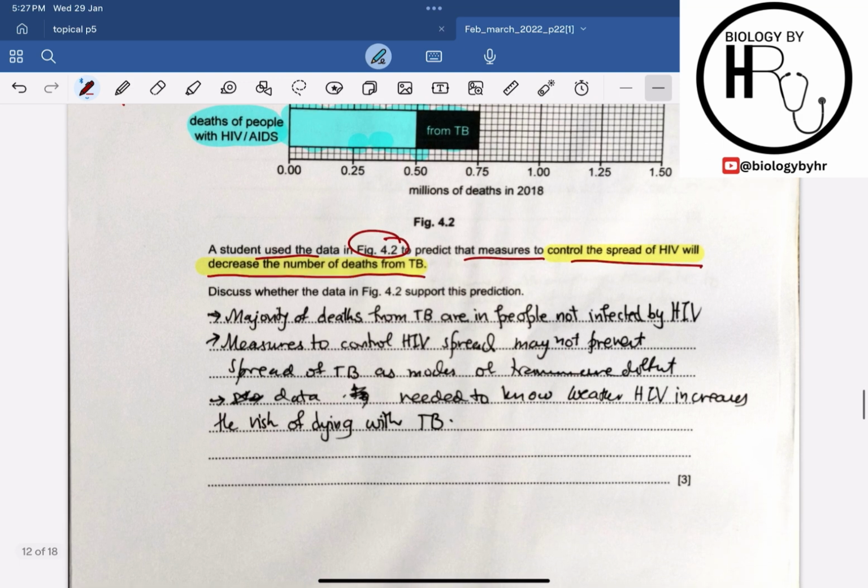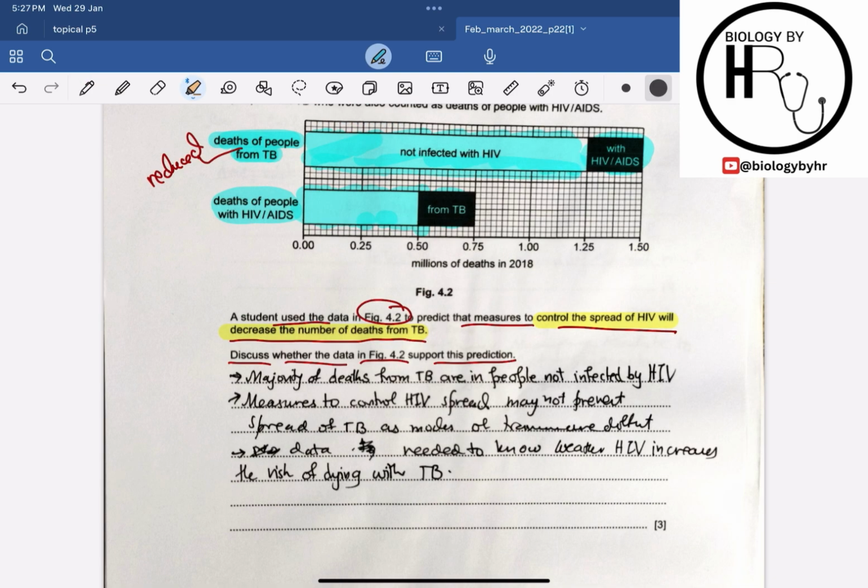Now they are further saying in the question to discuss whether the data in figure 4.2 supports this prediction or not. Alright, so now let's read the answer and check whether it is supported by the data or not. The majority of the deaths from TB are in people not infected by HIV, right? So this statement is not supporting the prediction, so obviously the prediction is not supported by the data given.